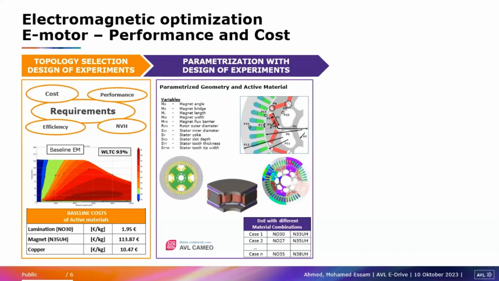Then what we do is we define the topology or topologies of interest. It can be an externally excited motor or a wound field rotor. It can be axial, induction, PMSM. And each topology we parameterize in terms of macro and micro geometries of the active materials. Also, we include the parameterization of different materials. For example, you can go through different grades of laminations, different grades of magnets, and then with that you can explore every possibility in terms of performance and cost and so on.